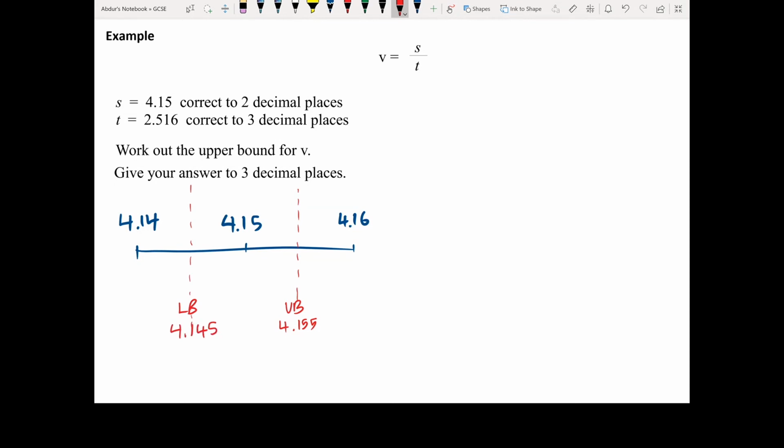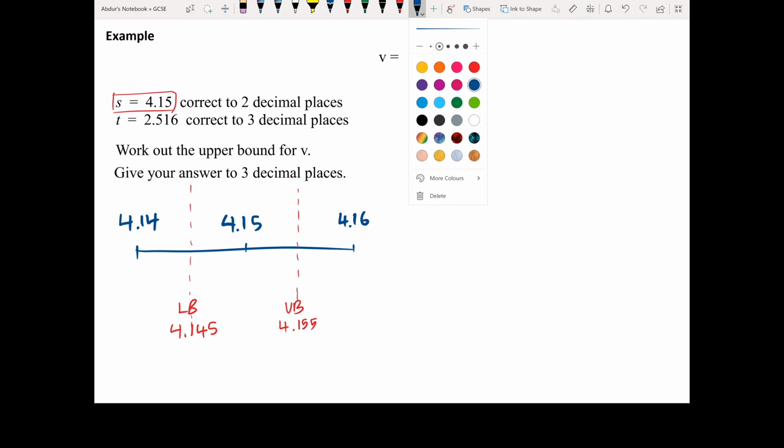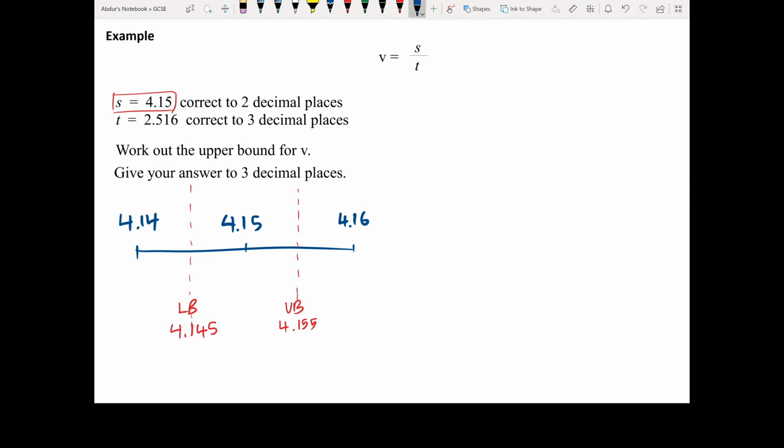So that's the first thing that we do. We determine what the upper bound and lower bound of a particular number is. So this was for S. S is equal to 4.15, and we now know the upper bound and lower bound for S. I'm going to do a similar thing to find out the upper bound and lower bound for T.